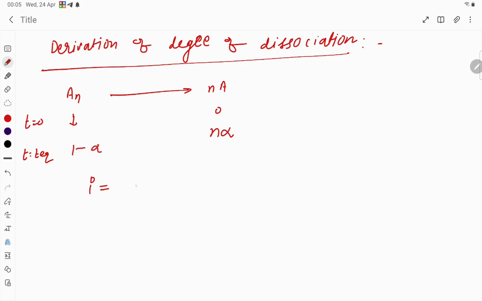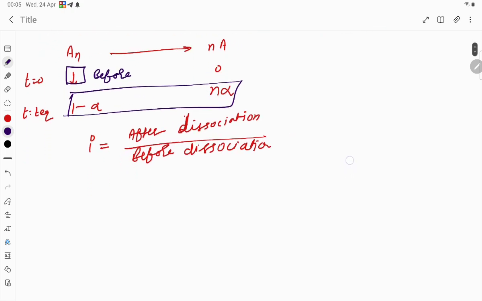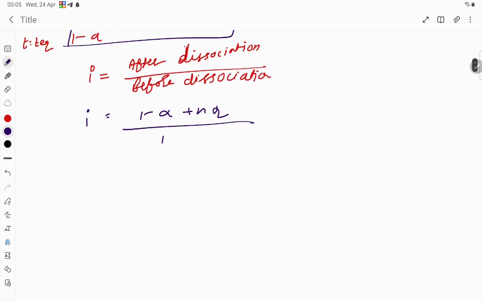So i is equal to, what is it going to be, student? The particles after dissociation divided by what, student? This is the association before dissociation. What is the before dissociation? How much you have taken, student? This is before, and total is the after. So you put in the values: 1 minus alpha plus n alpha upon 1. Here is the i.